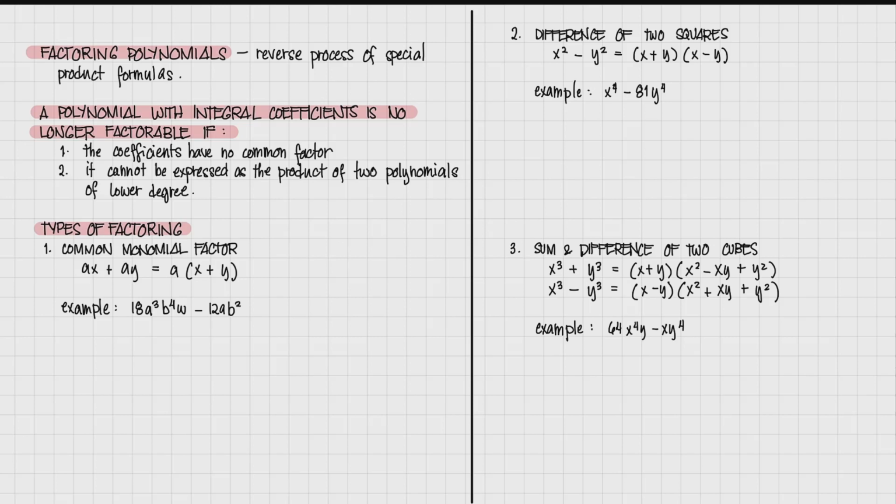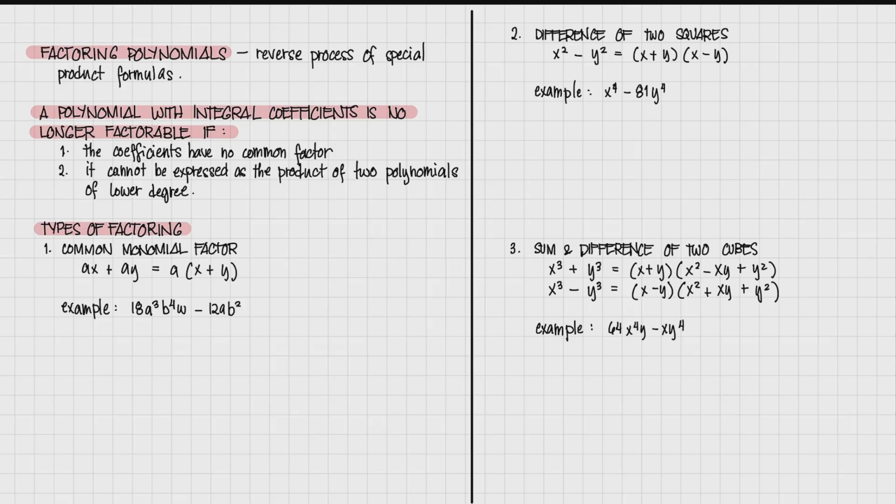Basically, factoring polynomials is just the reverse process of special product formulas, the one we discussed earlier. So when do we know if a polynomial is no longer factorable? We have two conditions. The first is that the coefficients have no more common factor. The second is that it cannot be expressed anymore as the product of two polynomials of a lower degree. Okay? You need to meet these two conditions for us to say that we have already factored down the polynomial.